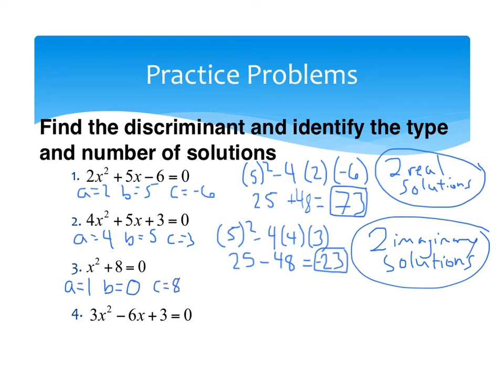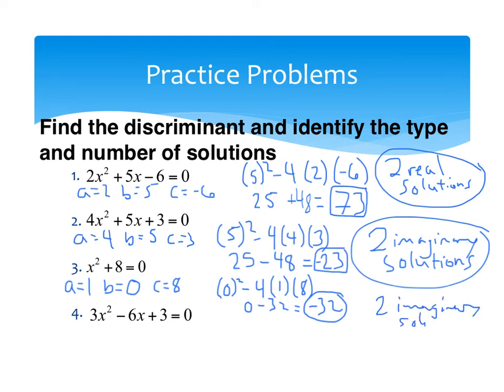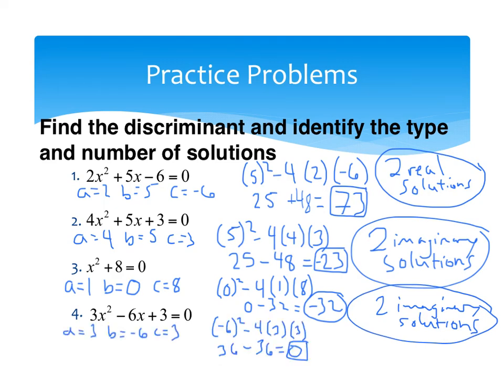All right, why don't you try it from here? Once it's all worked out, I get -32 for my discriminant. So I have, once again, 2 imaginary solutions. All right, let's try this last one now. This one I end up getting 0 for my discriminant. Well, if it's equal to 0, I get 1 real solution.